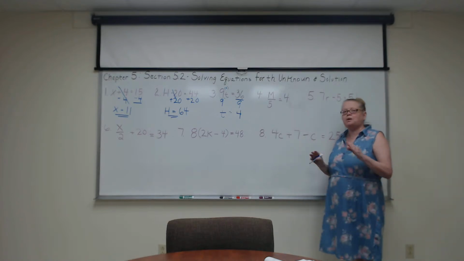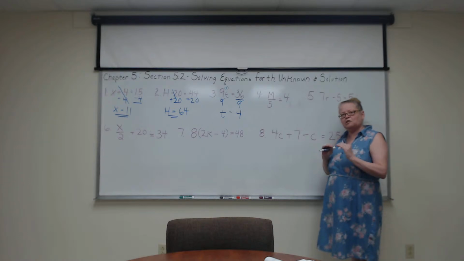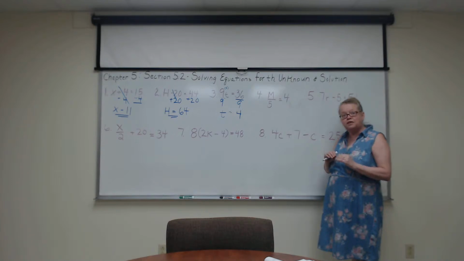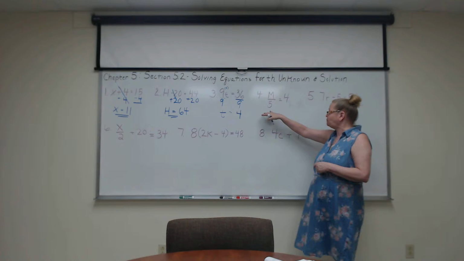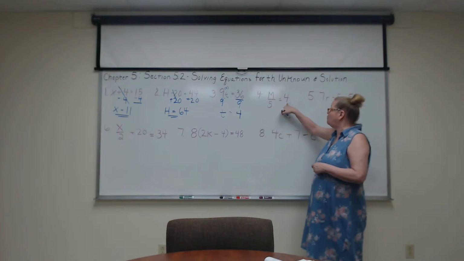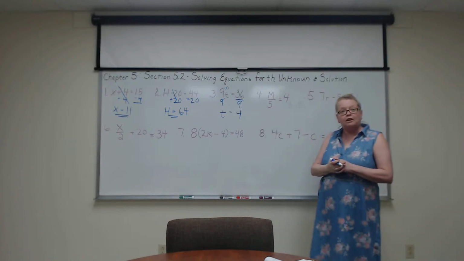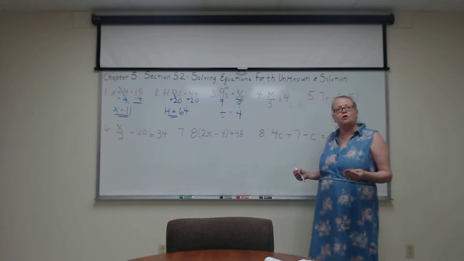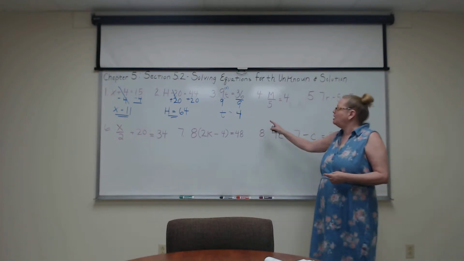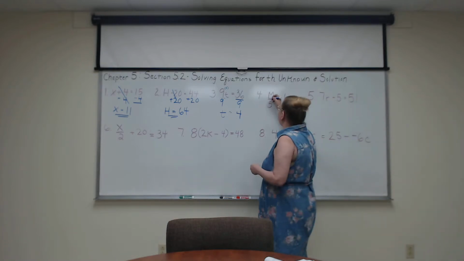Sometimes with division, people get a little confused because it looks like a fraction, but again, we're not thinking of it so much as a fraction, we're thinking of it as a division problem. So we are having m fifths equal 4. What's the opposite operation of division? It's multiplication. What do you multiply by? You're going to multiply by the denominator.